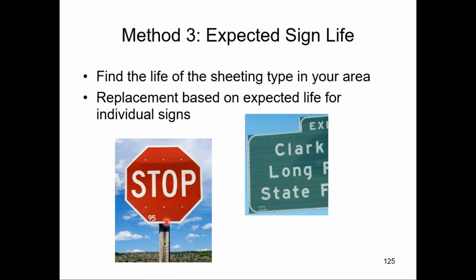Say their expected sign life for this type of sheeting is maybe 15 years. So at 2010, the agency would know just from a drive-by kind of inspection that they need to replace this stop sign. And the way these management methods work, you would replace this stop sign based on its expected life. It might still be in relatively good condition, but based on the expected life, you would replace the sign at that point.